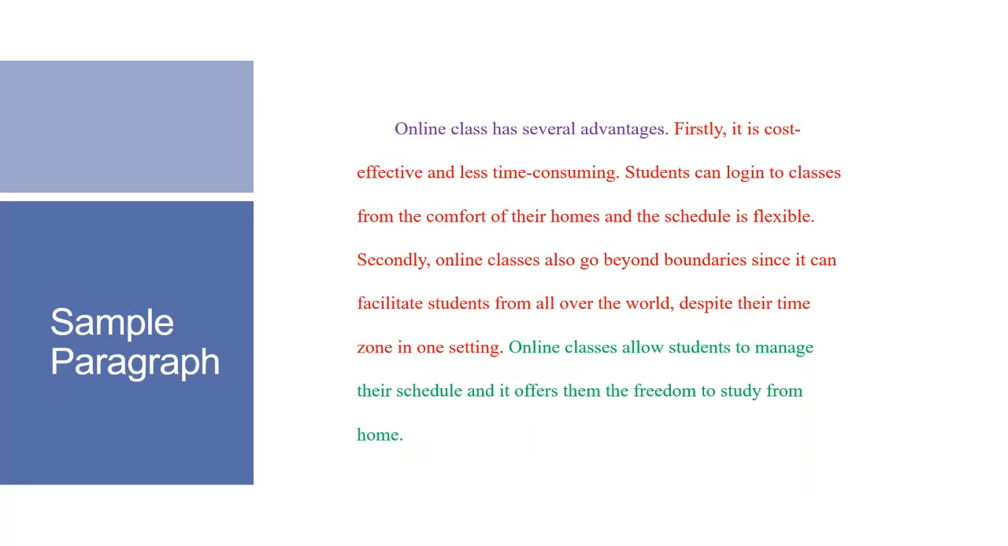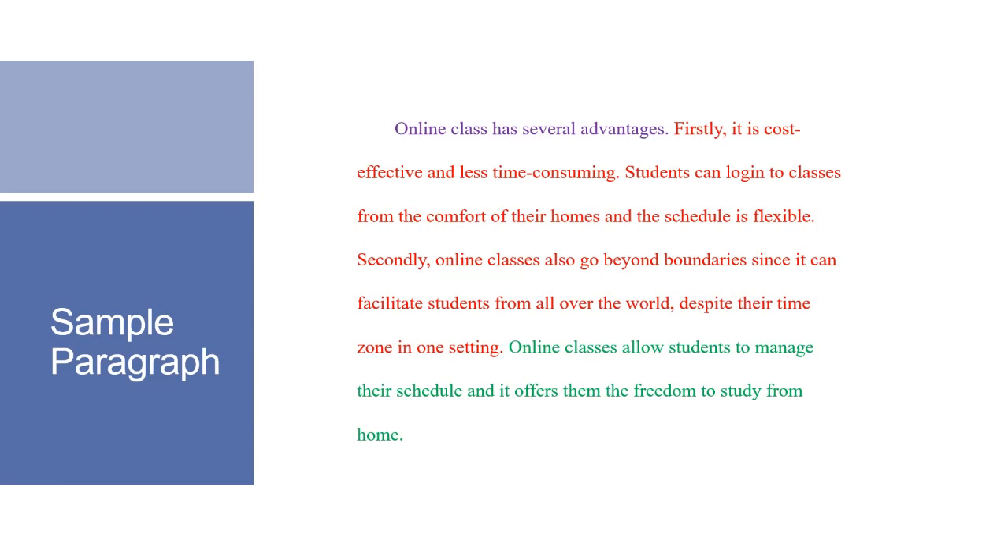Let's look at this sample paragraph for the components that we just discussed. I color-coded it so that you could follow easily. The first sentence states, "Online class has several advantages." And this is the topic sentence. So we expect that the rest of the paragraph will talk about the advantages of studying online. "Firstly, it is cost-effective and less time-consuming." Which of the functions of the supporting details do we have here?